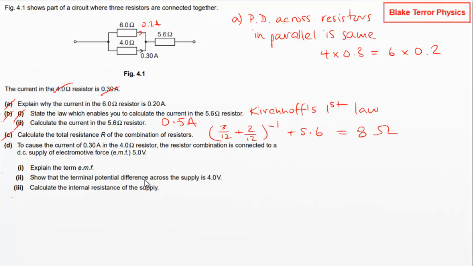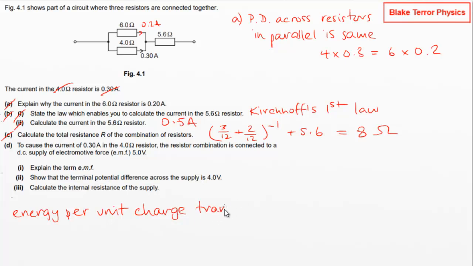Easy enough. To cause the current of 0.3 amps in the 4 ohm resistor, the resistor combination is connected to a DC supply of EMF 5 volts. Explain the term EMF. Again, we're talking about voltage here. A good way to start, as soon as voltage appears, is to put in energy per unit charge, because that's what our voltage is. It's our joules per coulomb. This is just saying what a volt is.